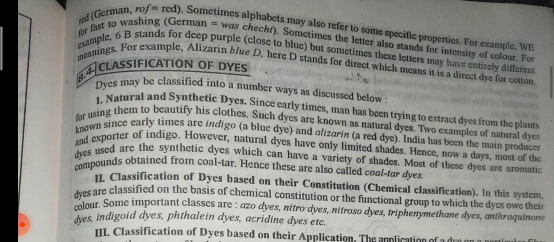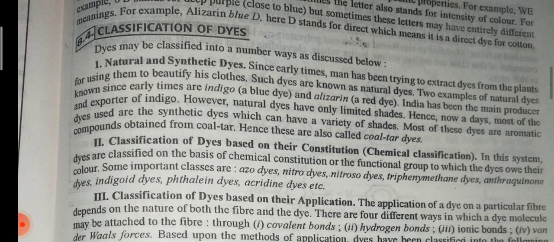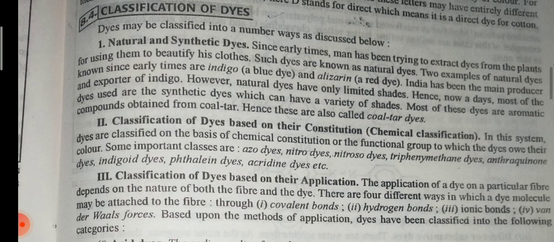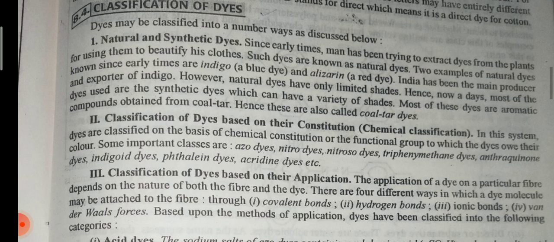Classification of dyes. Dyes may be classified in a number of ways as discussed below. Natural and synthetic dyes. Since early times, man has been trying to extract dyes from the plants for using them to beautify his clothes. Such dyes are known as natural dyes. Two examples of natural dyes known since early times are indigo and alizarin. India has been the main producer and exporter of indigo. However, natural dyes have only limited shades. Hence, nowadays, most of the dyes used are the synthetic dyes, which can have a variety of shades. Most of these dyes are aromatic compounds obtained from coal tar, and hence these are called coal tar dyes.